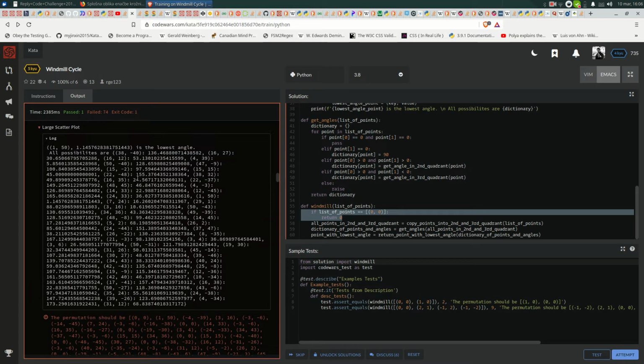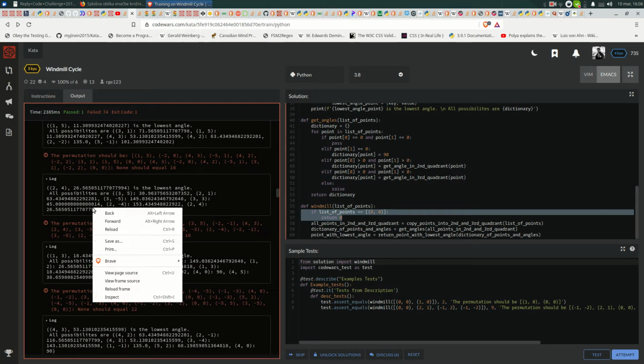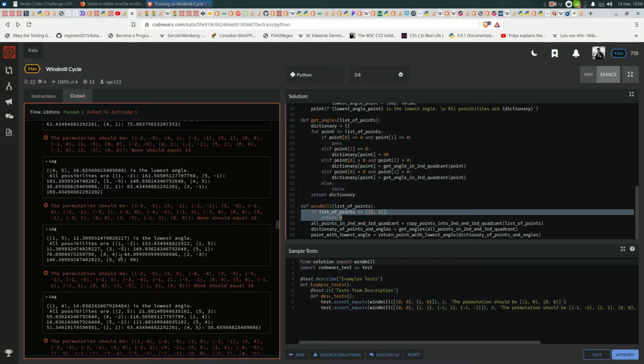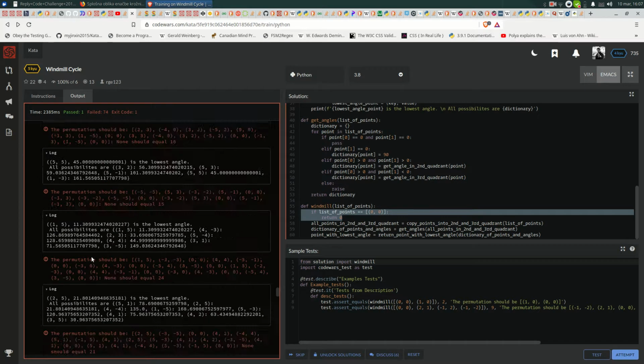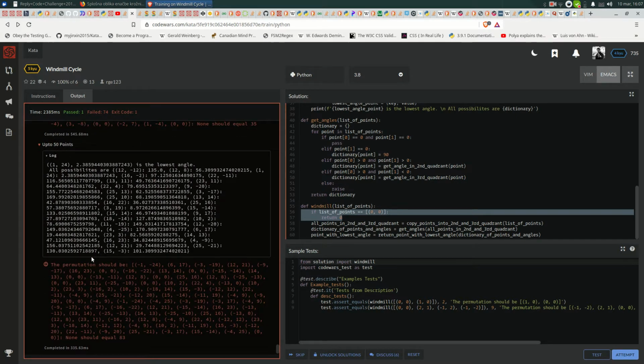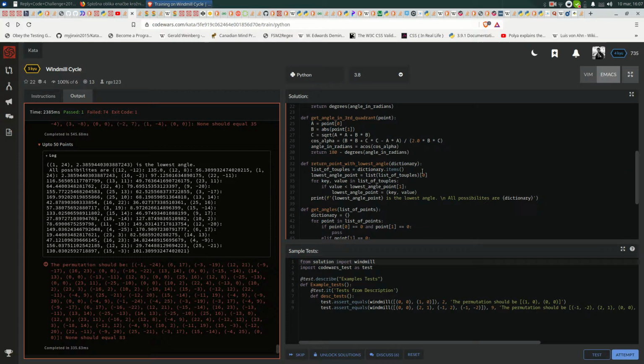We've got, this is the lowest angle. 1.14. All right, I guess that's a good sorting algorithm. Oh, those are random tests. Up to 50 points. There's 2 is the lowest angle. I think larger than 2 there is none. All right, so I guess up until here everything works.